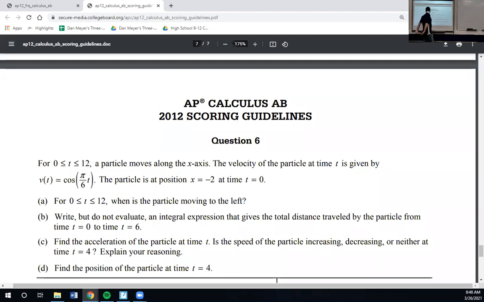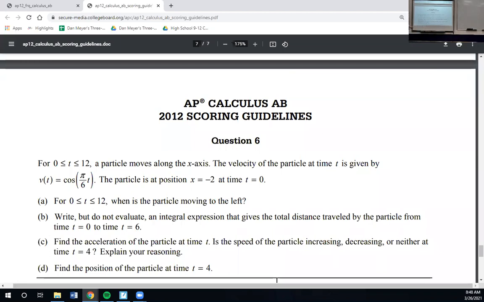So for this one, a particle moves along the x-axis. We are given the velocity function, and we are also given an initial condition. The particle's at position x equals 2 at time t equals 0. So that starting point is something that you want to make sure that you have.